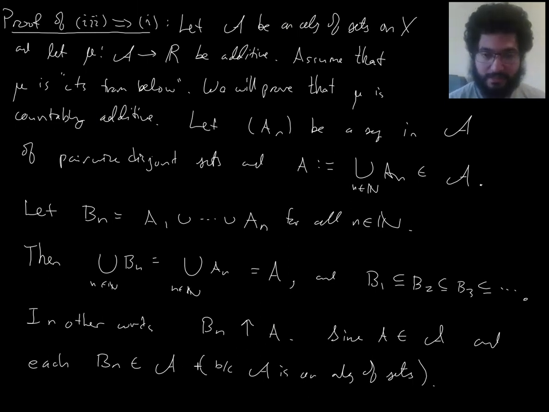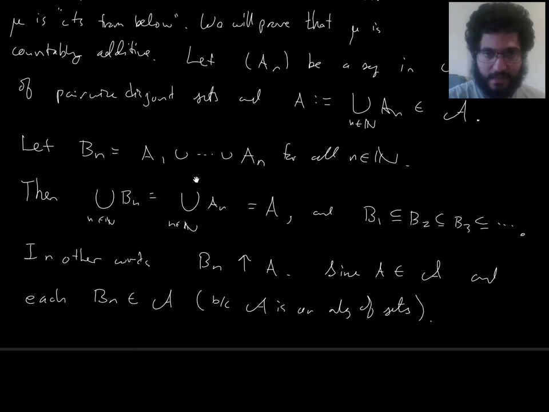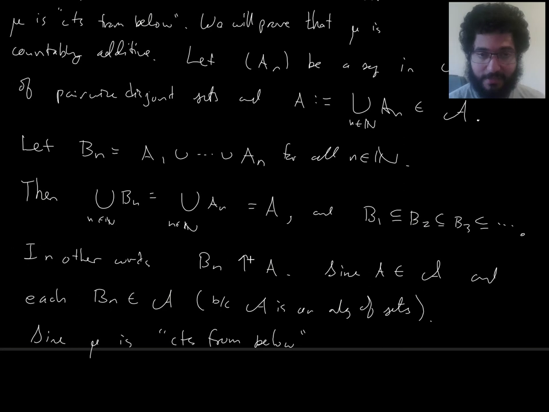So now I'm in a setting where I can apply my assumption that mu is continuous from below. Since mu is, and I'm putting this in quotes every time, we could just define this term officially, but I don't want to, but you know what I mean. I mean that condition number 3 there. Since mu is continuous from below, mu of the Bn's, this sequence of real numbers, has to converge to whatever mu of A is.